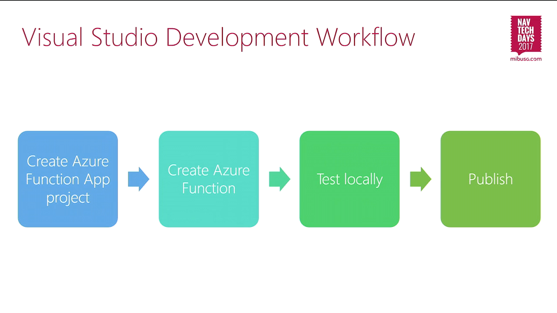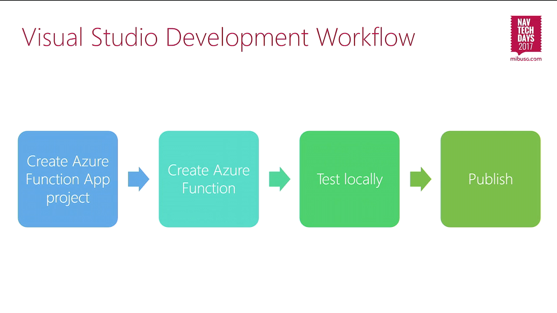You start by creating a function app project. So that's the holder of your functions. There is a template for that. You don't need to install anything specifically. When you install Visual Studio 2017, if you tick off this Azure during setup, everything will be configured for you. So you create this Azure Function App project from a template.